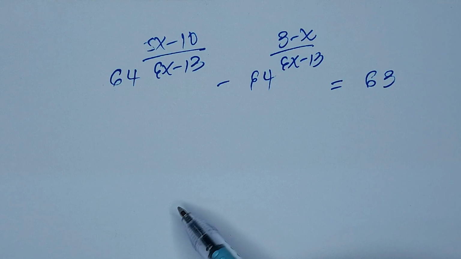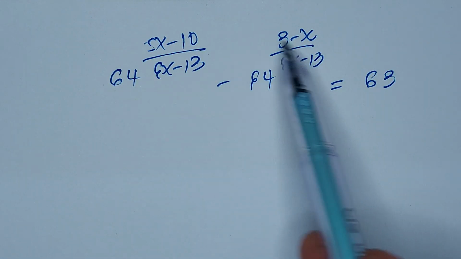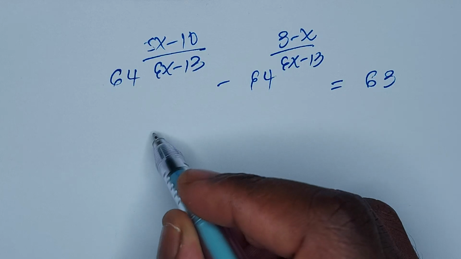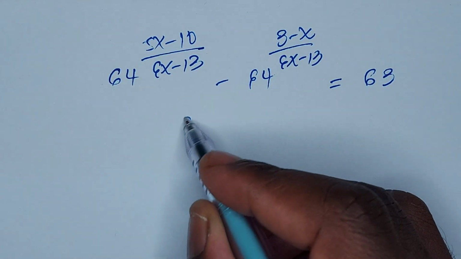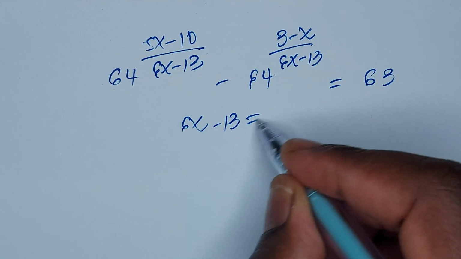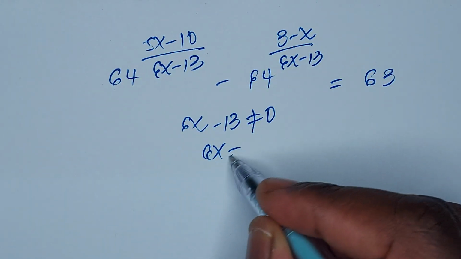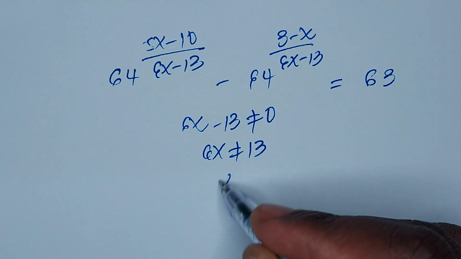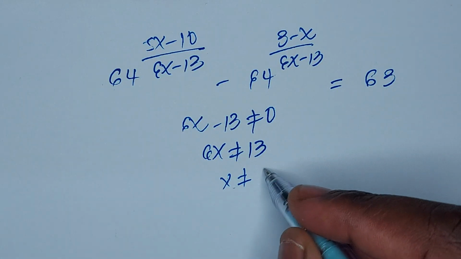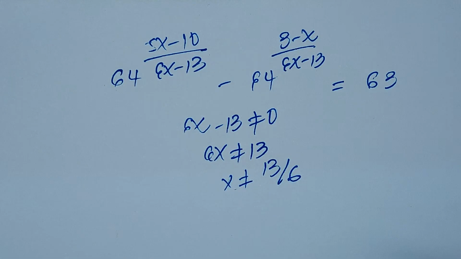So firstly guys, let's look at these powers. First of all, we have to know that 6x minus 13 has to be different from 0. So it means that 6x has to be different from 13, and x has to be different from 13 over 6.